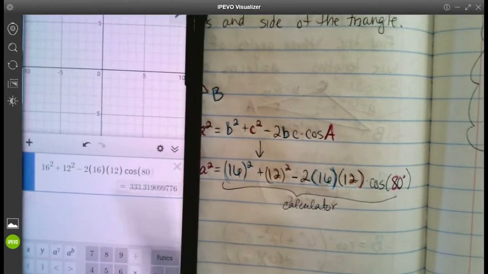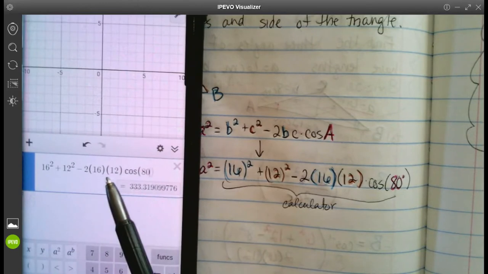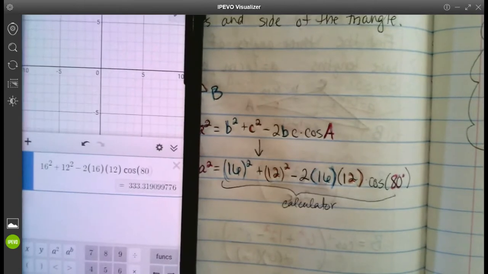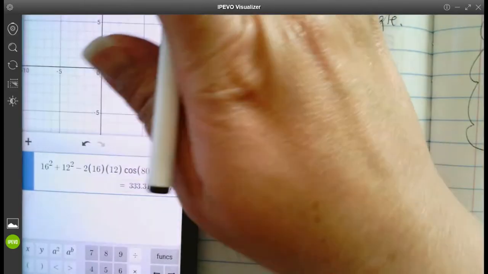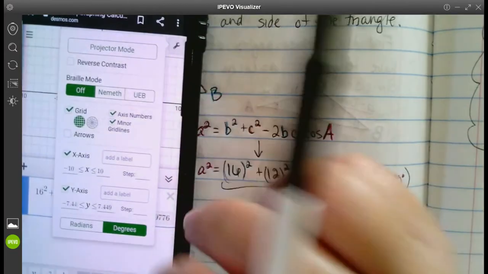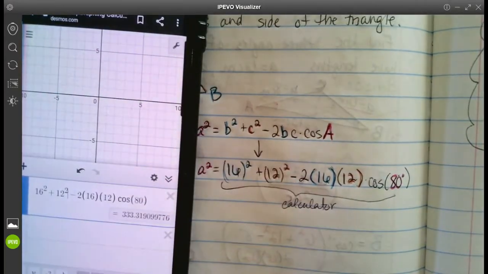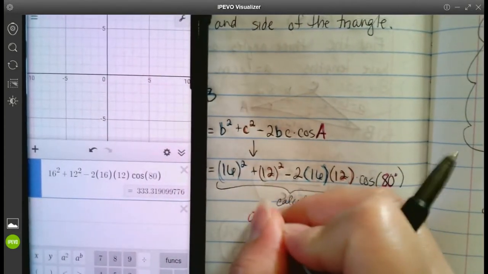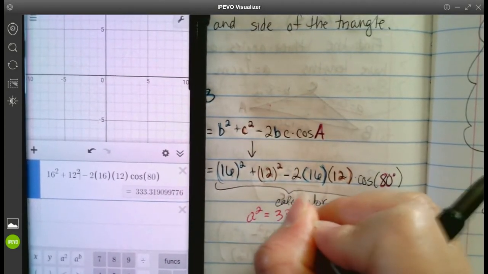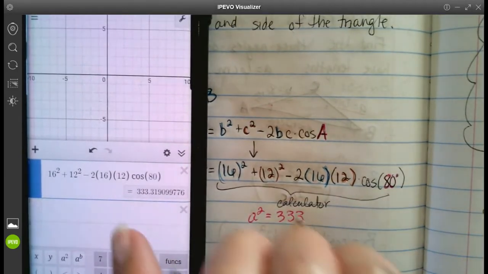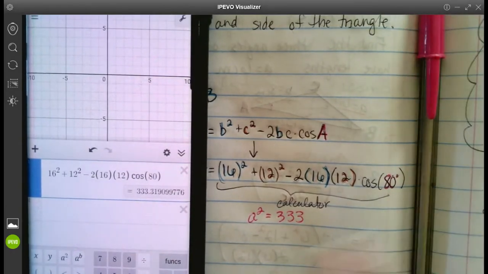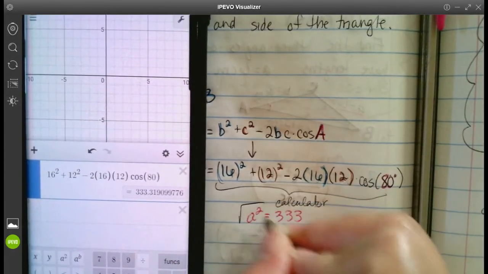And we get, if we match this up, 16 squared, 12 squared, minus 2 times 16 times 12 times cosine of 80. And once again, like I've mentioned before, make sure that this is in degrees. If we're not sure, just come up here, click on the little wrench, and mine is still in degrees, so we are good to go. So that is what I have for a squared, which means that a squared is equal to about, and I'm going to keep these real basic, we're not going to round, we're just going to keep the ones unit here, 333.